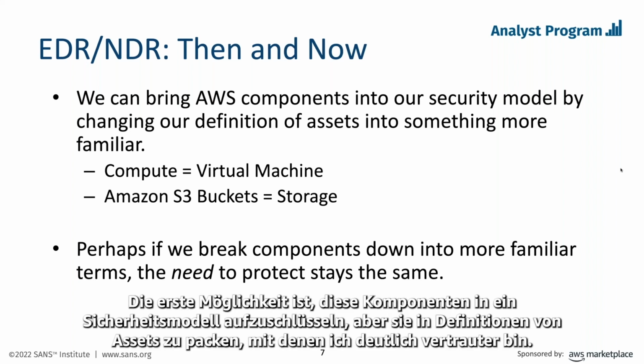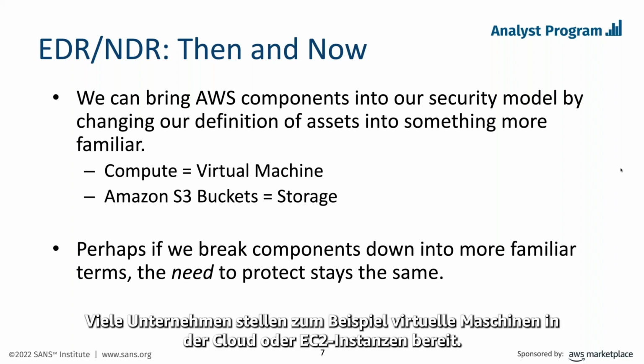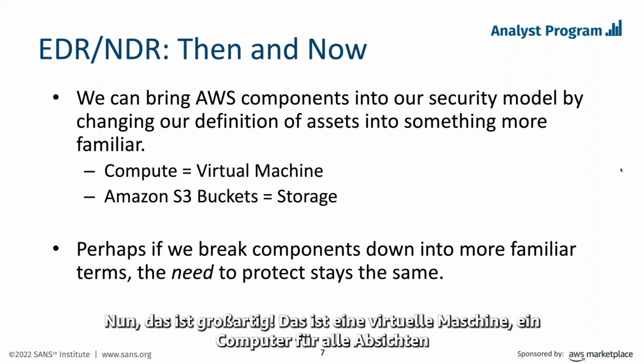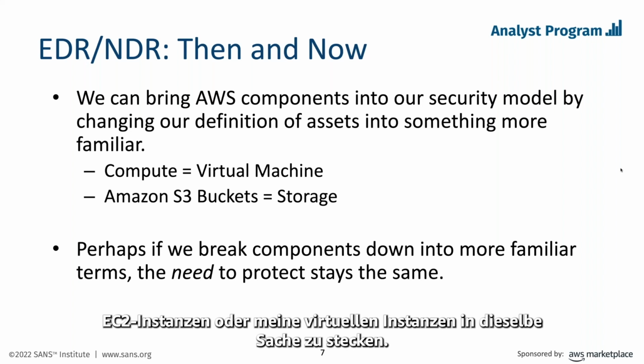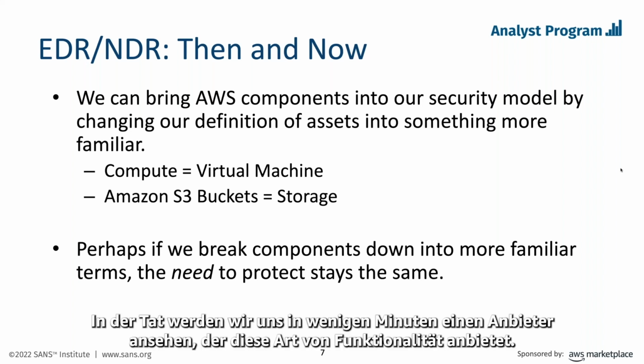The first way is I like to break down these components into a security model, but put them into definitions of assets I'm much more familiar with. For example, a lot of organizations will deploy virtual machines in the cloud or compute or EC2 instances. Well, that's great. That's a virtual machine. That is a computer for all intents and logical purposes. There is no reason I should be able to have an on-prem agent-based EDR technology and not route my EC2 or my virtual instances into that same thing. In fact, we're going to look at a vendor who provides that sort of functionality in just a few minutes here.